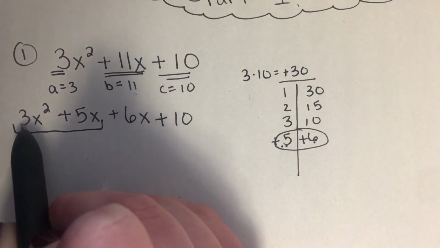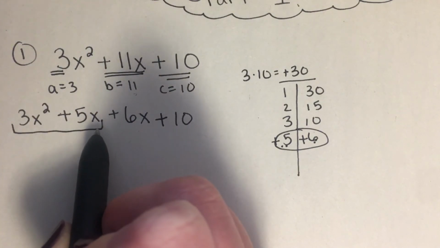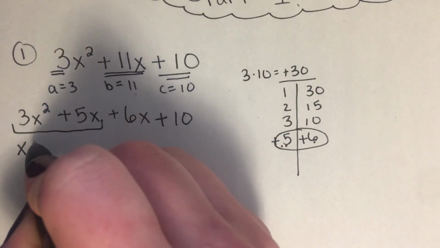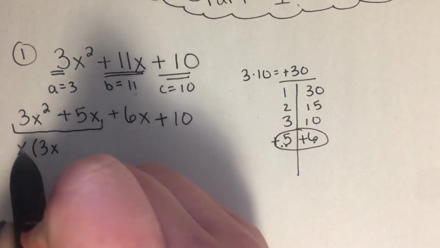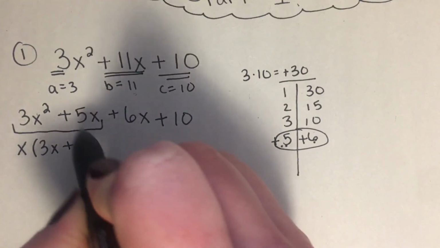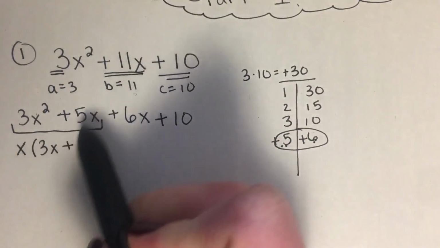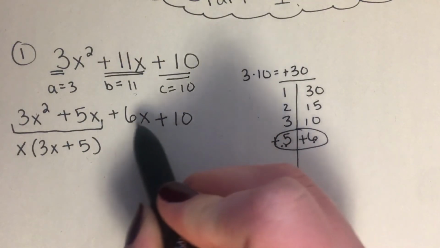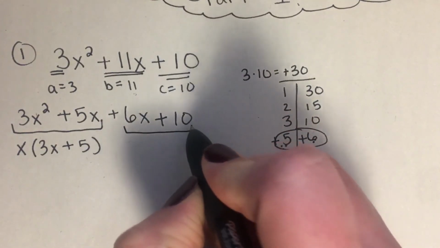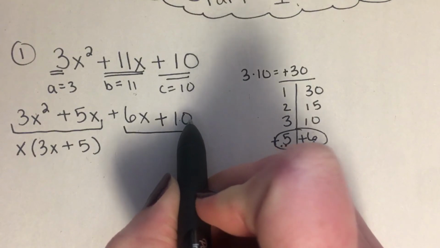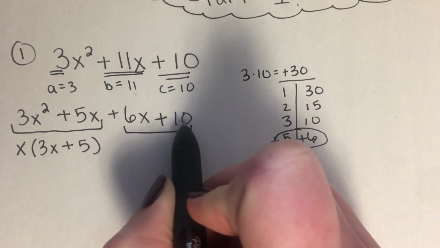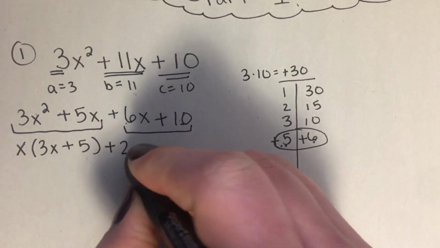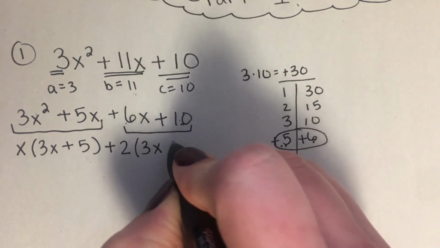For example, 3 and 5, nothing is in common between 3 and 5. But x squared and x has an x in common, meaning I can do x times 3x to get 3x squared, and x times 5 to get 5x. So I'm basically pulling out what's in common and putting it in front of a set of parentheses. I'm going to have to do the same thing with the 6x and 10. So I need to think, what number is in common between the two? Well, the 6 isn't in common with 10. 3 isn't in common with 10, but a 2 is. So plus 2, and that means I had to multiply by 3x plus 5.